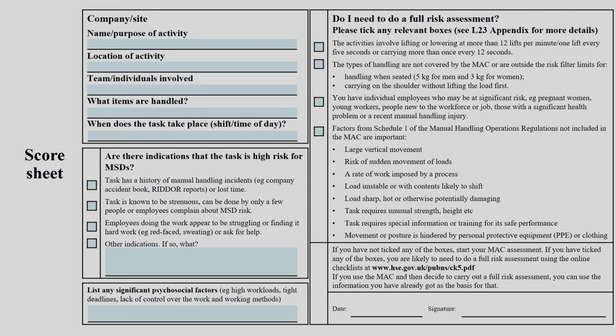Also, in the second part, we are asking whether there are indications that the task is high risk for MSD. Here we have 4 options, you have to check for it. And also something related to other information, so that once you have the complete analysis with these variables, you can understand how you are going to analyze your data.